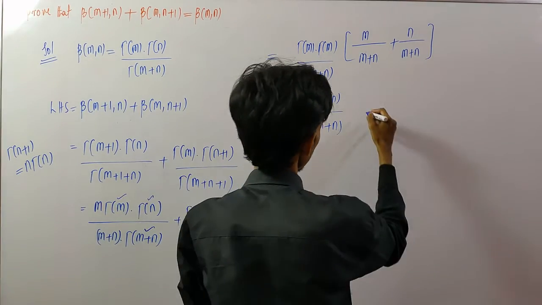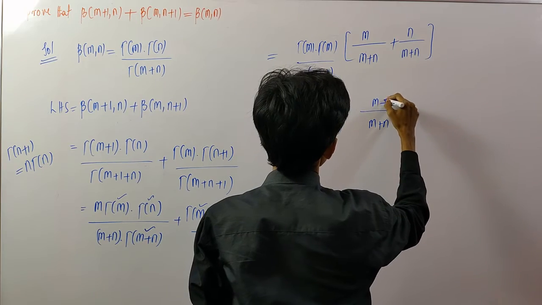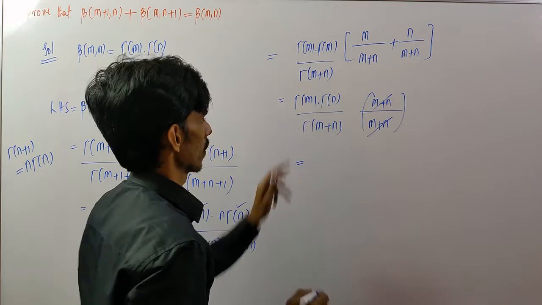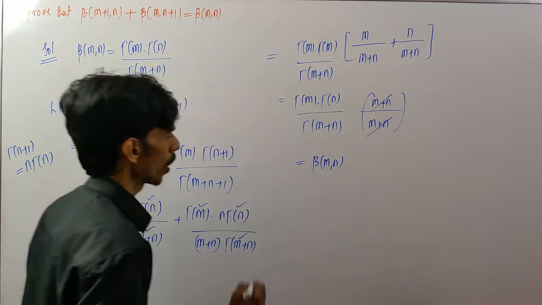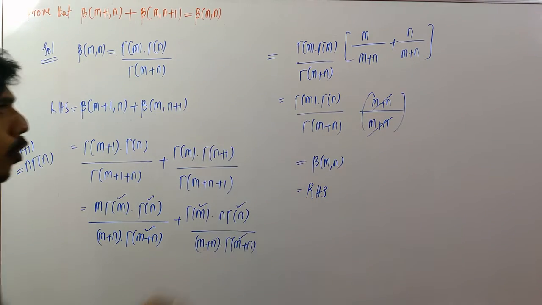Here if you take LCM, m plus n, adding m plus n, these two will get cancelled. This is beta of m comma n. We got RHS, beta of m comma n.